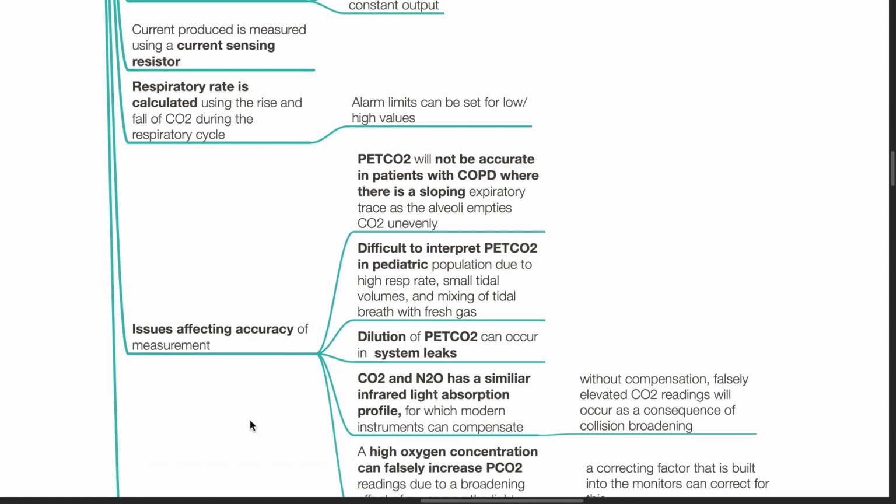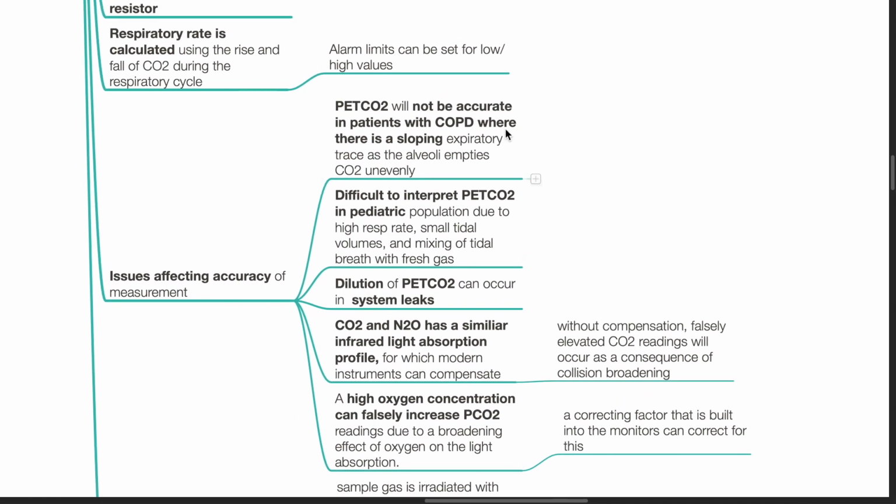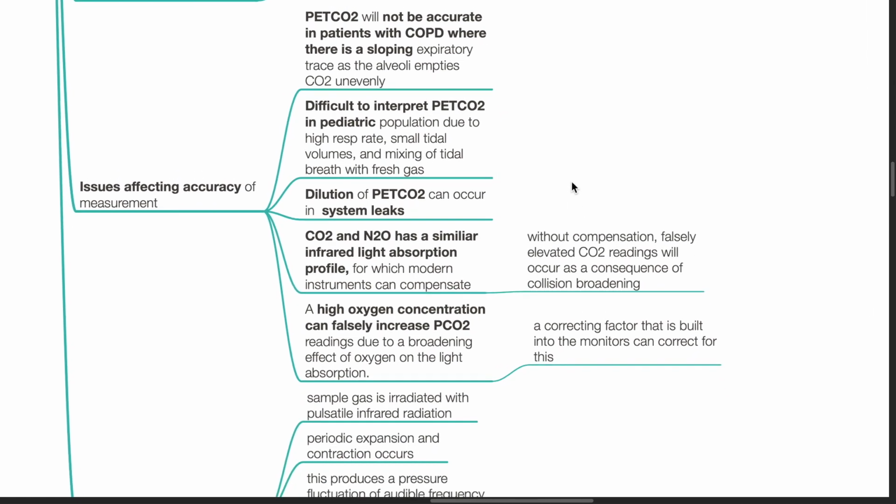Issues affecting the accuracy of the measurement. EtCO2 will not be accurate in patients with COPD, where there is a sloping expiratory trace as the alveoli empty carbon dioxide unevenly. It is difficult to interpret EtCO2 in the pediatric population due to the high respiratory rate, small tidal volumes, and mixing of tidal breath with fresh gas. Dilution of EtCO2 can occur in system leaks.